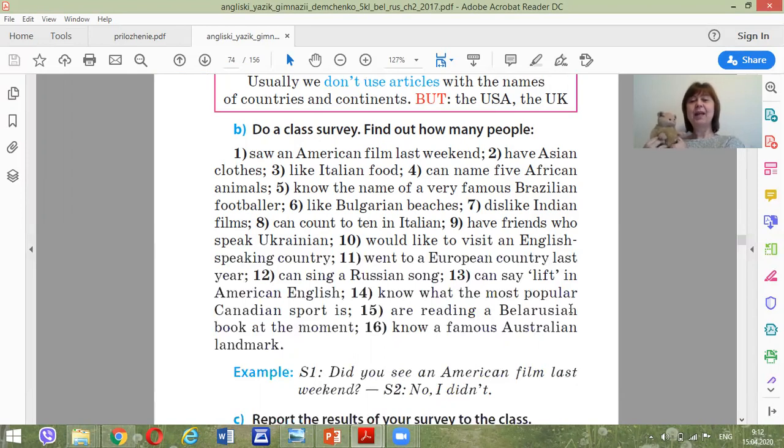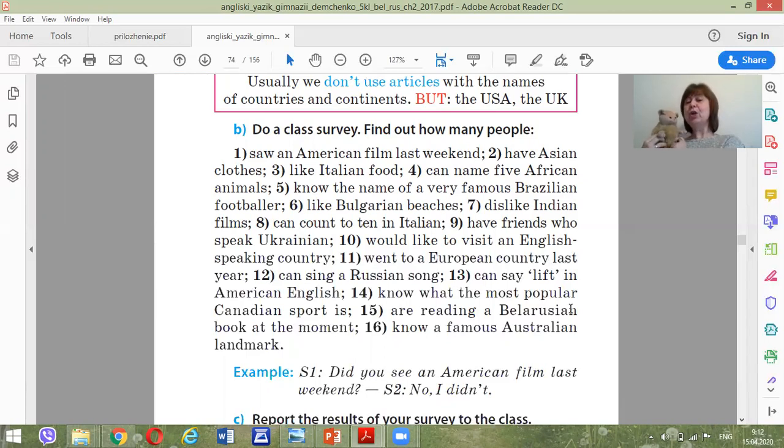Cute. Did you go to a European country last year? Yes, I did. I went to Germany. Can you sing a Russian song? Yes, I can. Расцветали яблони и груши. Very good, Freddy. Can you say lift in American English? Yes, I can. It's elevator.